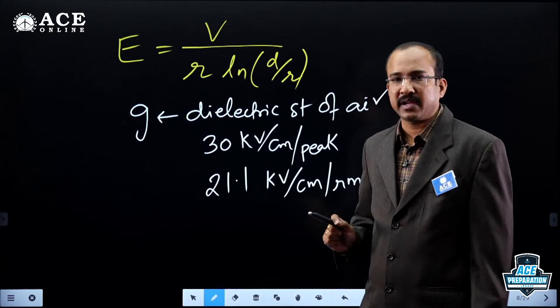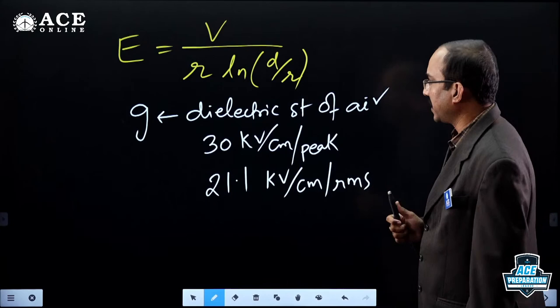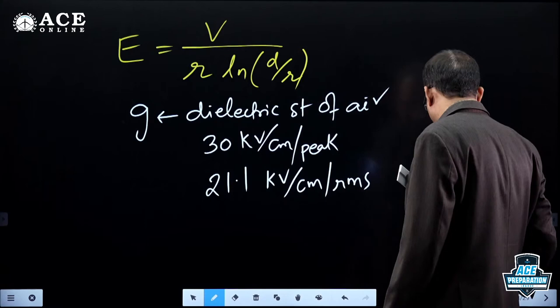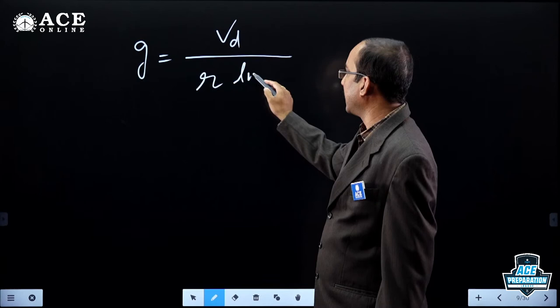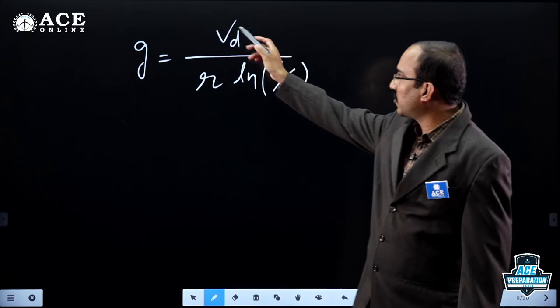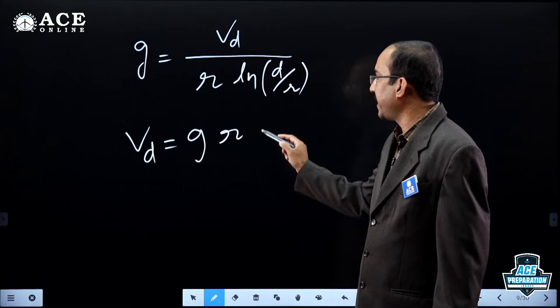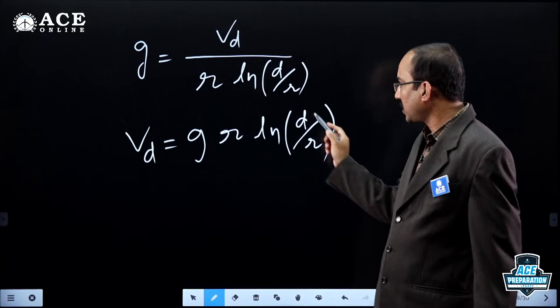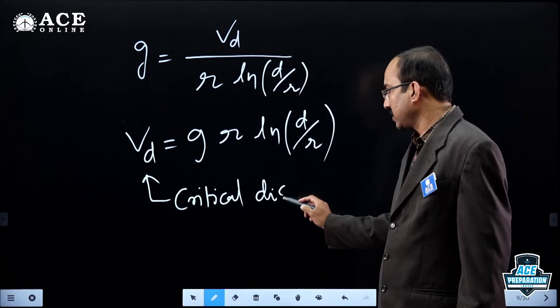So here this is a relation for electric field intensity. Now we need to calculate critical disruptive voltage. So if you substitute the value of G in terms of E, we will get the critical disruptive voltage VD, G is equal to V by R ln of D by R. Here VD is the critical disruptive voltage, G is the dielectric strength of air, R is the radius of the conductor, and D is the spacing between the conductors. So this is the relation for critical disruptive voltage.